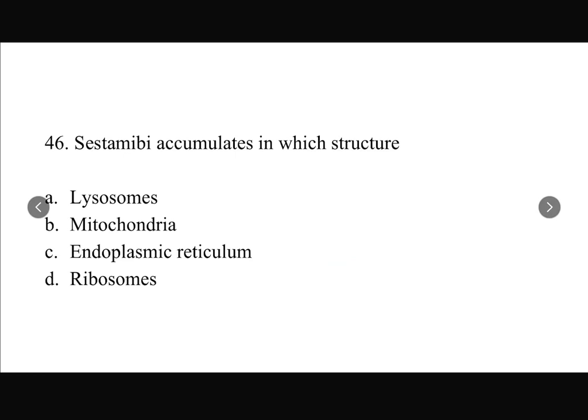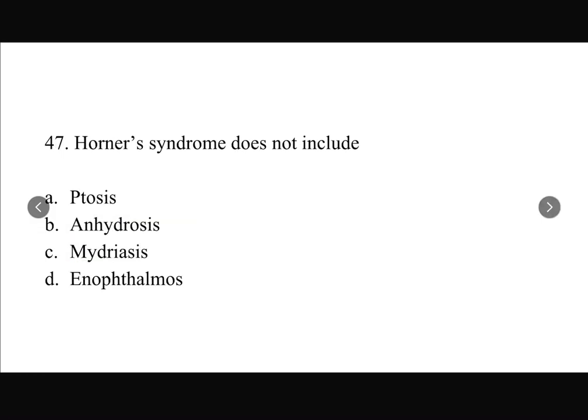Cystamegaly accumulates in which structure? It mainly accumulates in the mitochondria of the oxyphil cells of the parathyroid adenoma. Horner syndrome does not include mydriasis. It causes ptosis, anhidrosis, and miosis, not mydriasis. So this is the answer, and enophthalmos.